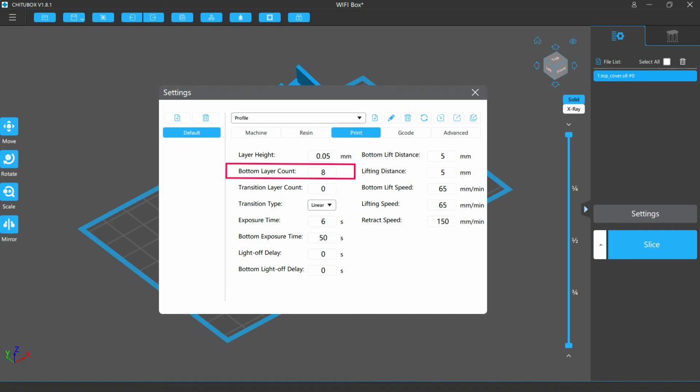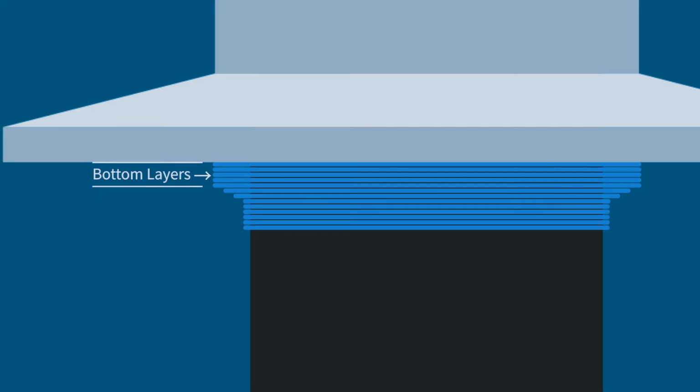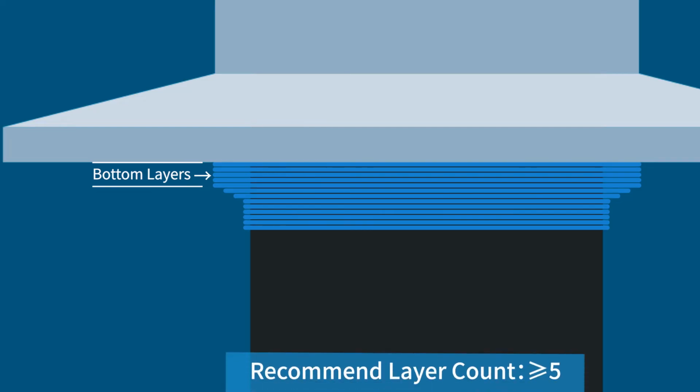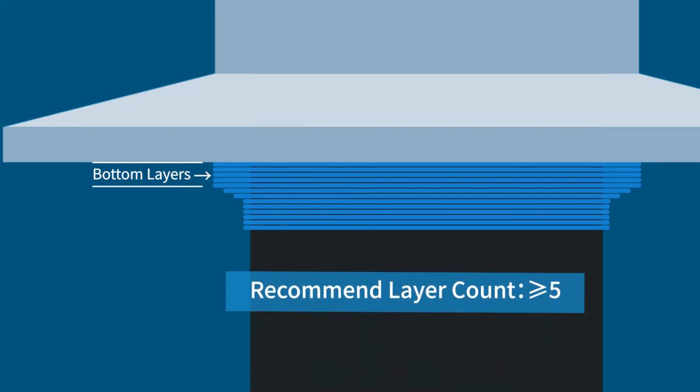Bottom layer count refers to the number of the bottom layers, the layers that are closest to the platform. To make sure your models can stick well to the platform, we need to give these bottom layers different print settings, such as different exposure time. The bottom layer count is recommended to be set equal to or more than 5 layers, so the bottom part is thick enough to stick to the platform.